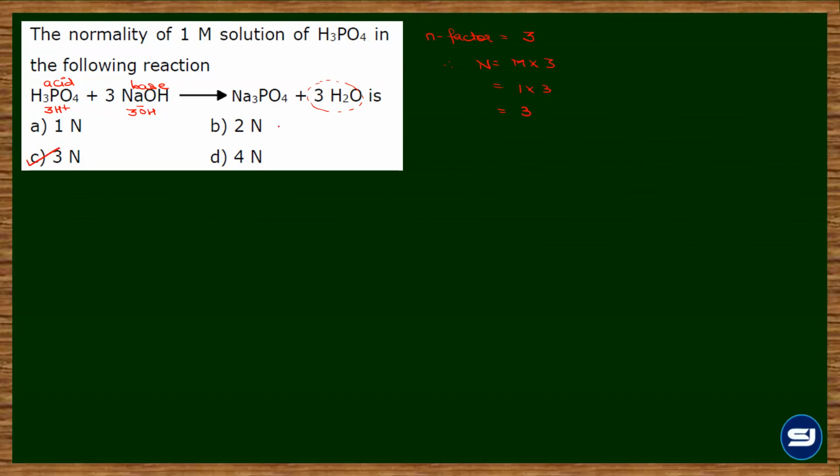So the simple trick is that the number of H+ or the OH- consumed in the reaction gives you the n factor. Through that, you can find out the normality.